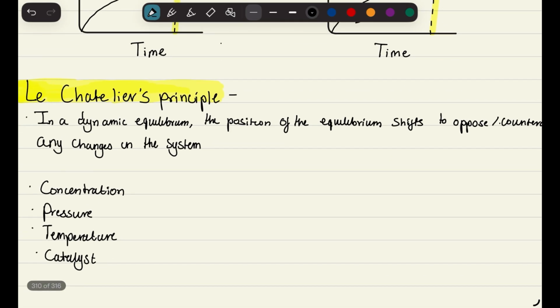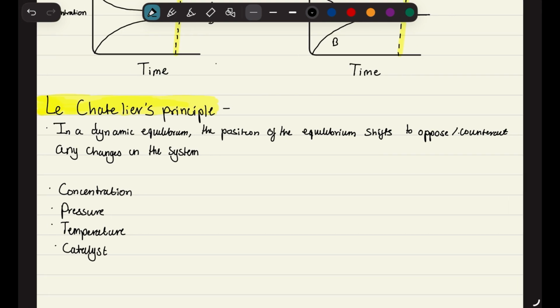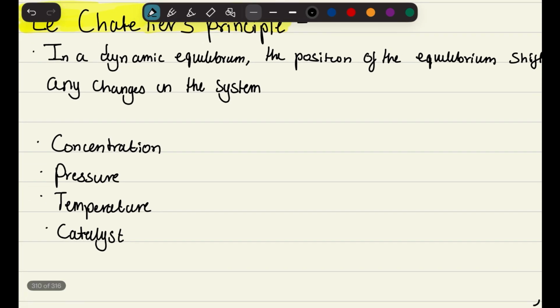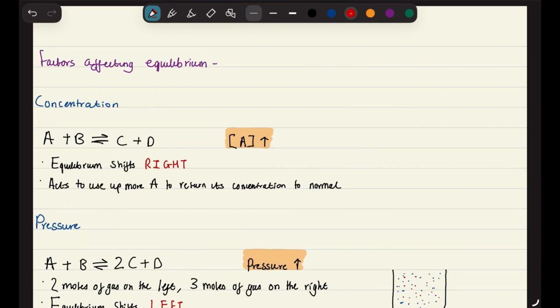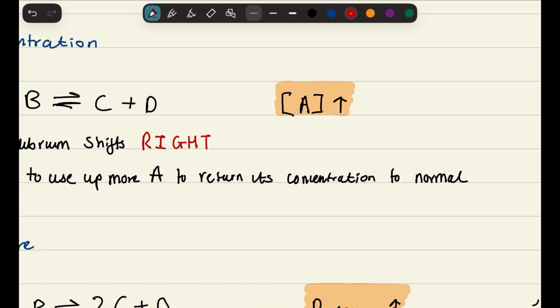What we're going to talk about in the next slide is Le Chatelier's principle, which is that in a dynamic equilibrium, the position of the equilibrium shifts to oppose or counteract any changes to the system. We're mainly going to focus on four domains: concentration, pressure, temperature, and addition of a catalyst. So we're going to talk about these factors that affect the position of an equilibrium, starting with the concentration.